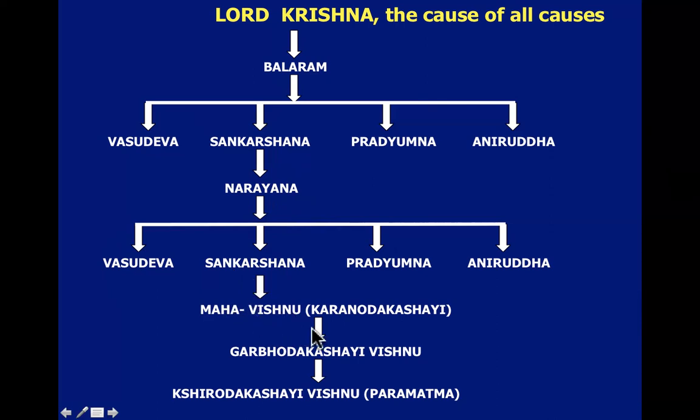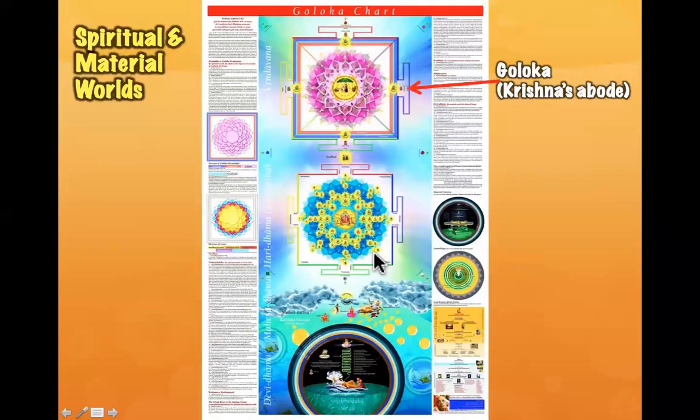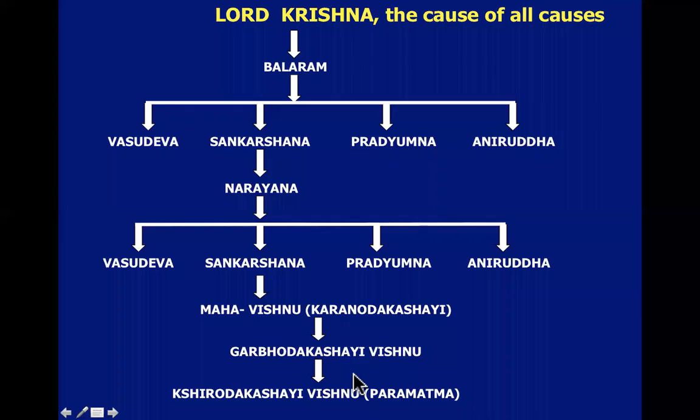This Mahavishnu is called Karanodakshayi Vishnu, and he is here. This is Mahavishnu here. Then the second Vishnu is the one who expands into every universe. His name is Garbhodakshayi Vishnu. There he is, Garbhodakshayi Vishnu. And from Garbhodakshayi Vishnu comes the Paramatma, who is situated in everybody's body as the Supersoul.